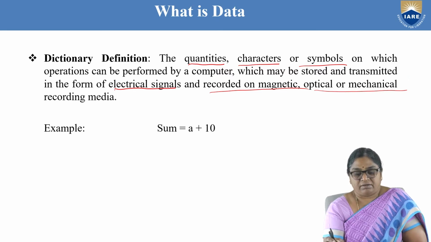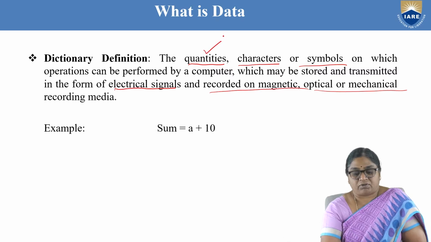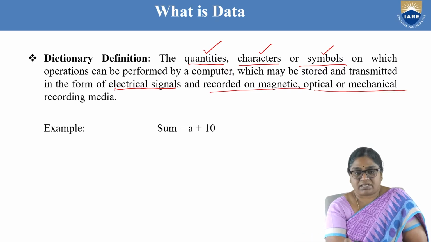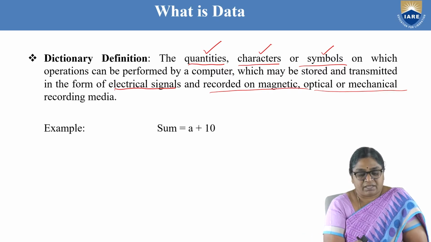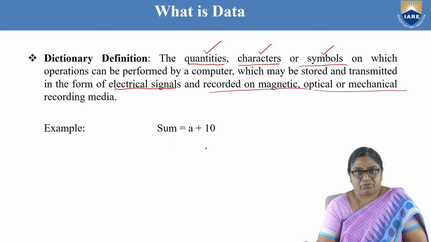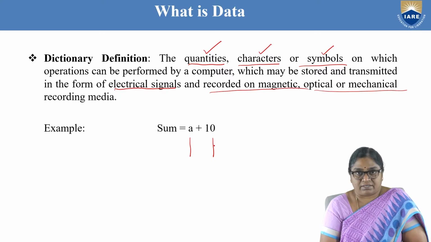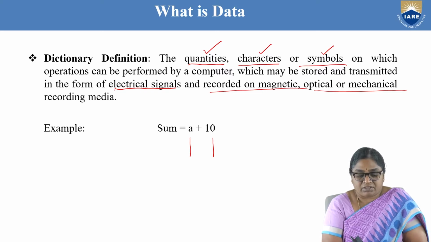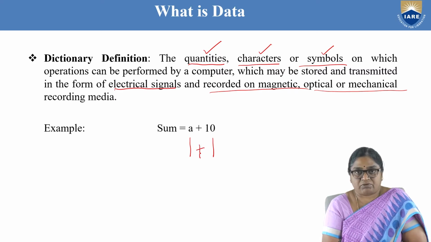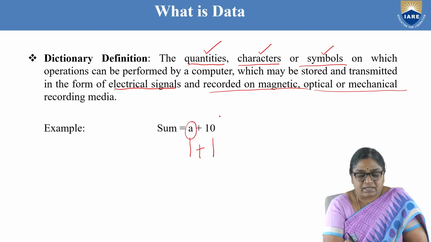That means here, quantities, characters, or symbols on which we can perform the operations. So let us take an example and try to understand the meaning of this particular definition. Here in this example, sum is equivalent to a plus b. Here a and 10 both are quantities, nothing but the data. On these two things, we are performing some operations. Here the operation that we perform here is addition. So here the data are a and 10.